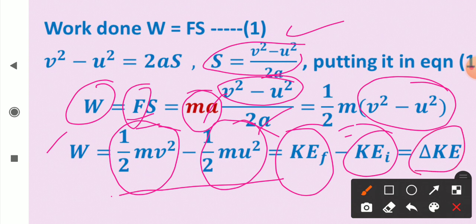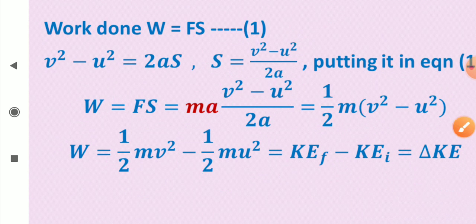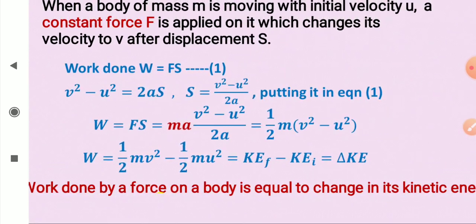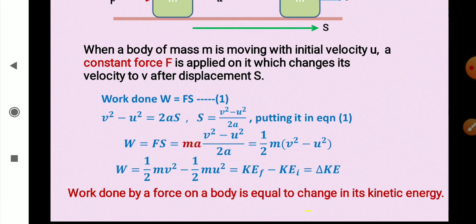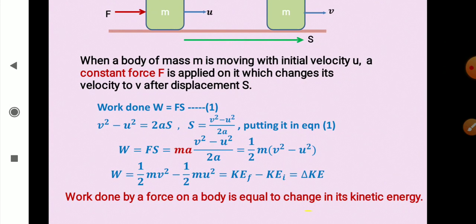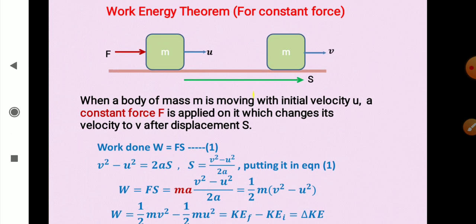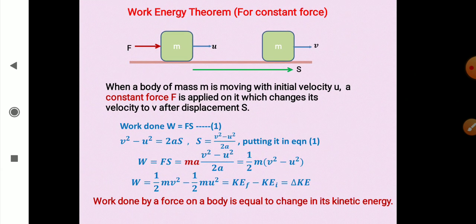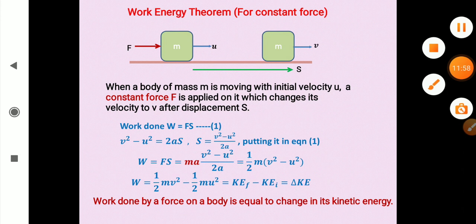So we can say that work done is equal to change in kinetic energy, and this is statement of work energy theorem. So see, work done by a force on a body is equal to change in its kinetic energy. This is statement of work energy theorem, and the derivation is meant for constant force. Now we can derive the same relation for variable force also.